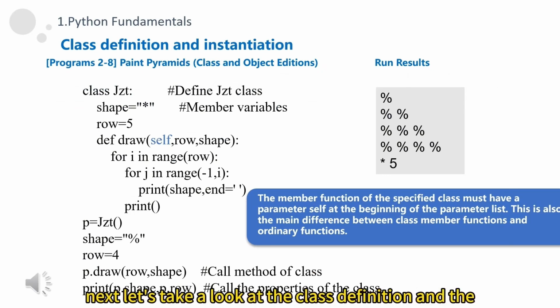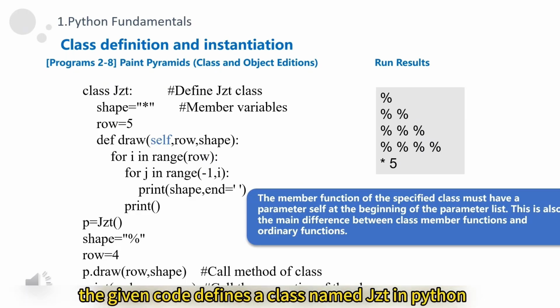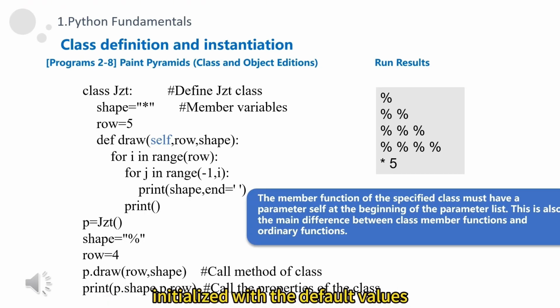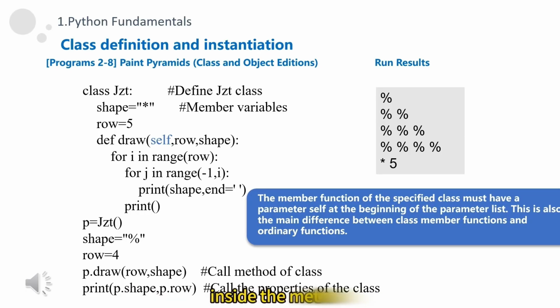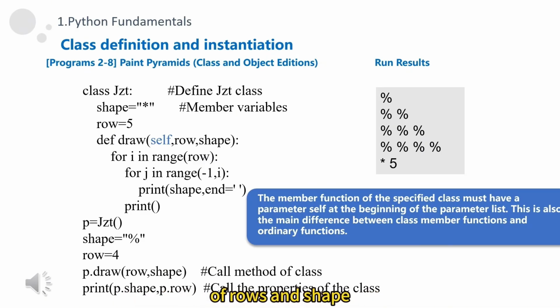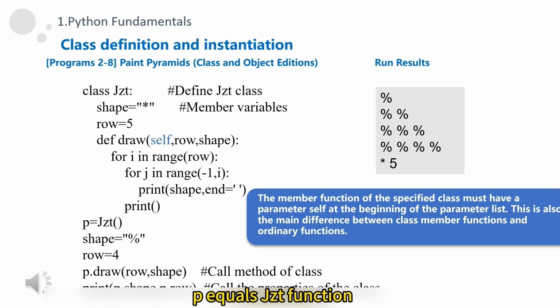Next, let's take a look at the class definition and initialization in Python. The given code defines a class named JZT in Python. The class has 2 member variables, shape and row, initialized with default values. The class also has a method called draw, which takes 2 parameters, row and shape. Inside the method, it uses a nested loop to print a pattern based on the provided number of rows and shape. After defining the class, an instance of the class is created using the statement p equals JZT().